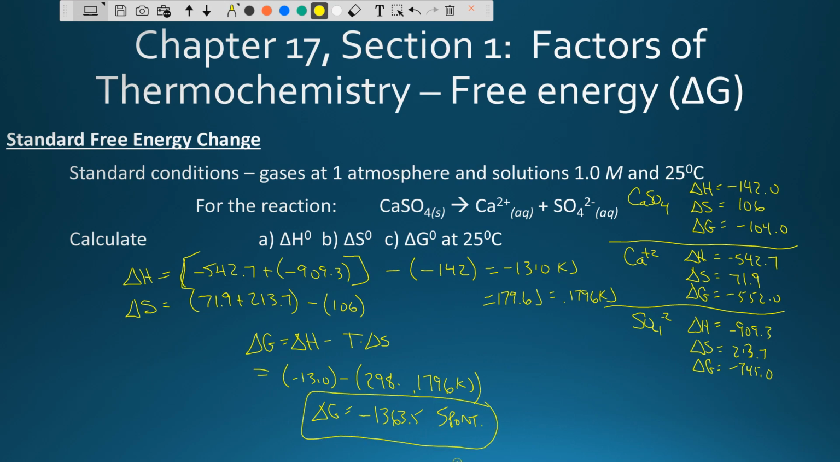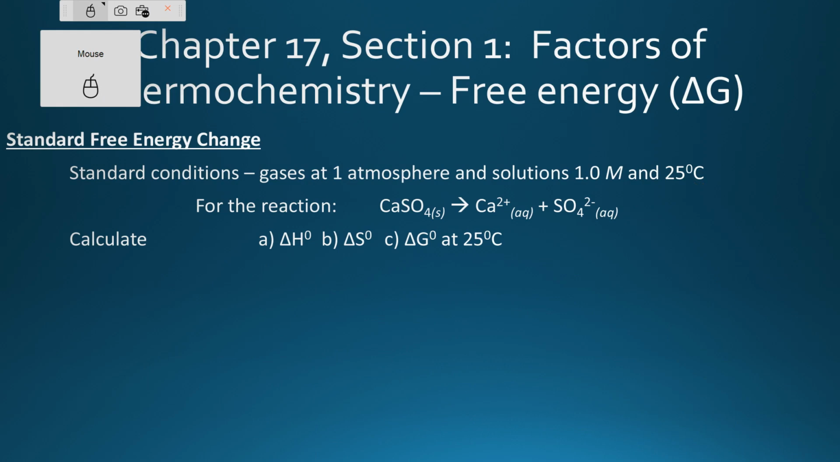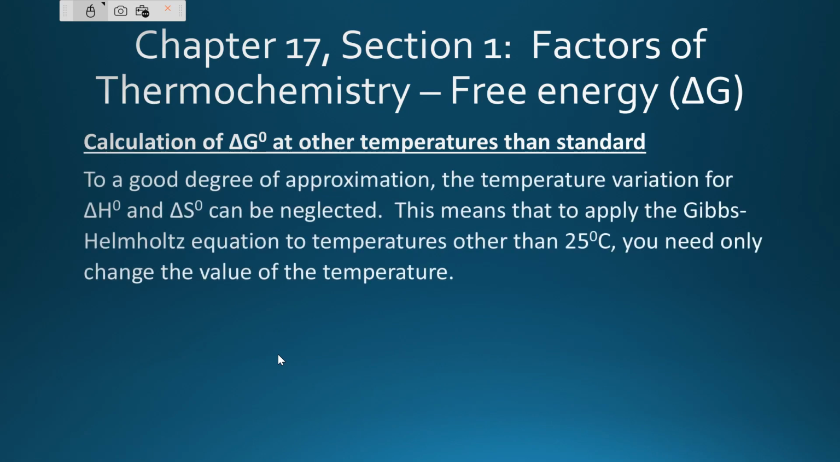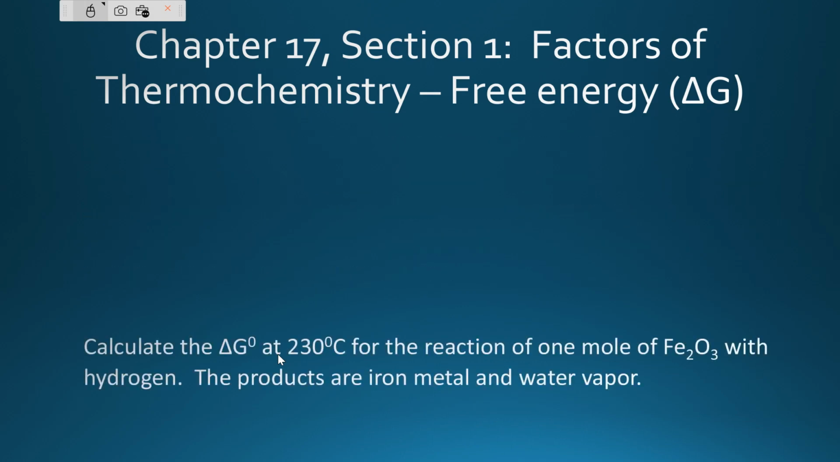All right, so that's all I needed to be able to do for those. And really, it's easy math. It's just a matter of keeping track of your different variables along the way. Now, to a good degree of approximation, the temperature variation can be neglected. This means that to apply the Gibbs equation to temperatures other than 25, you just need to change that value of the temperature. So that's not too bad.